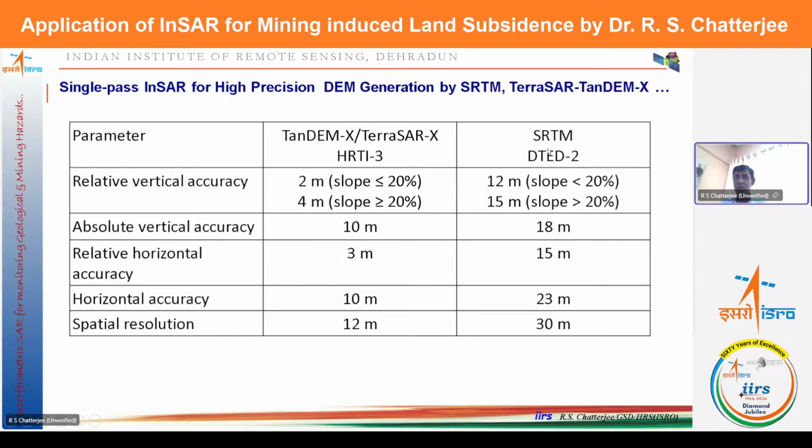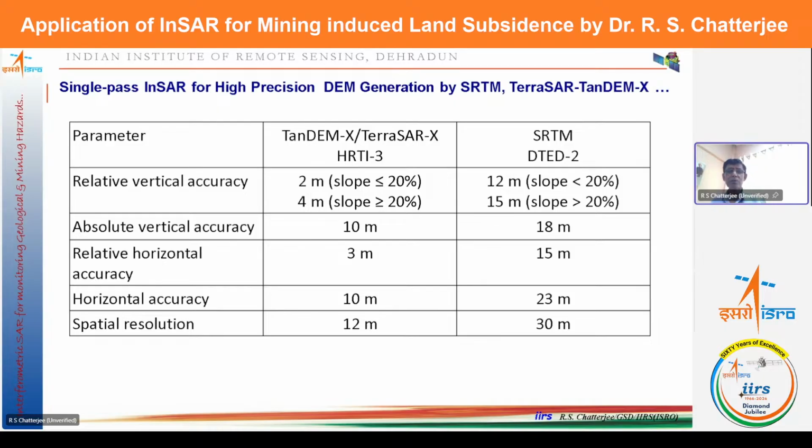Level 3, whereas in case of SRTM level 2, this is 12 meter to 15 meter. And relative horizontal accuracy, you see, in this case, 3 meter and SRTM 15 meter. So now we have all level 2 and level 3 DEM, isn't it? And this DEM can be used for some of these mining related, these environmental applications that we'll discuss.